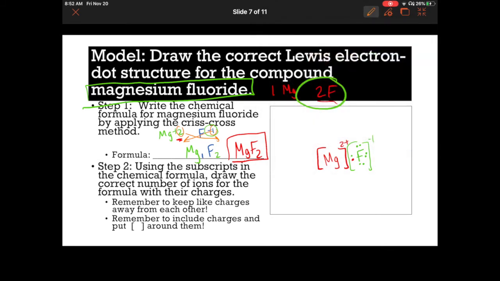And so the only place we can put it, again, you want to make sure your like charges are as far away as you can, but that also the opposite charges are near each other. The farthest you can get away from this F is on that side. So again, you draw your 8 dots, just like that -1 charge. Now here is your dot structure for magnesium fluoride, and you are done. So you have your positive next to your negative, you have your positive next to this negative, but your negatives are as far away from each other as possible. That is it.